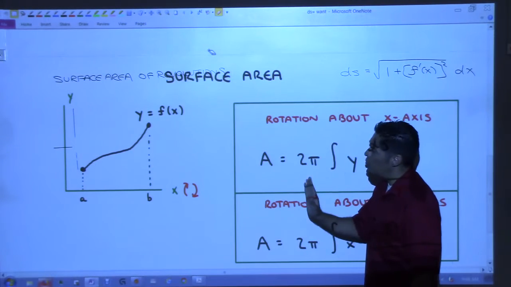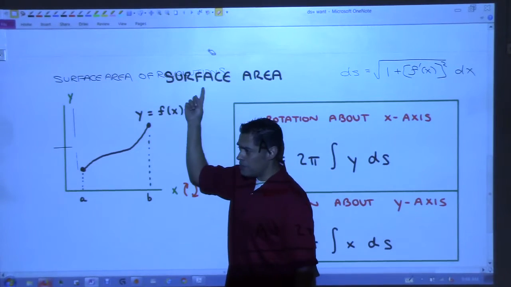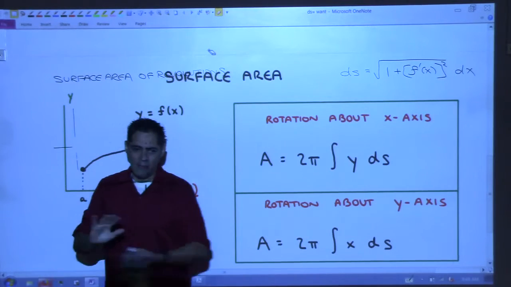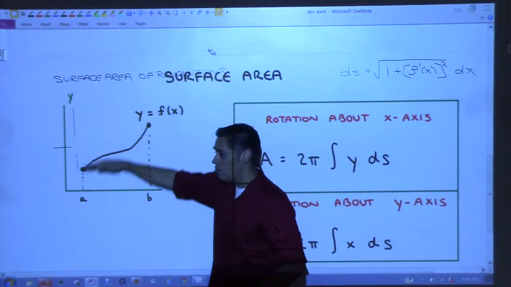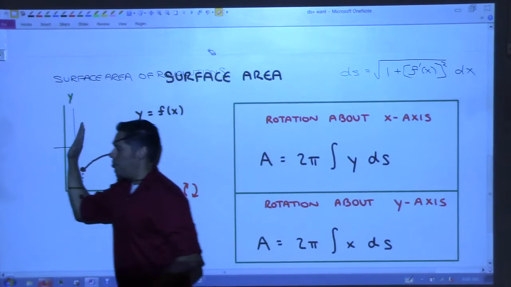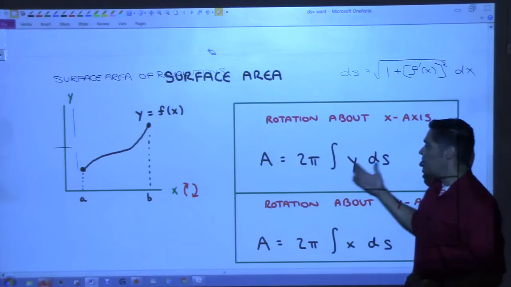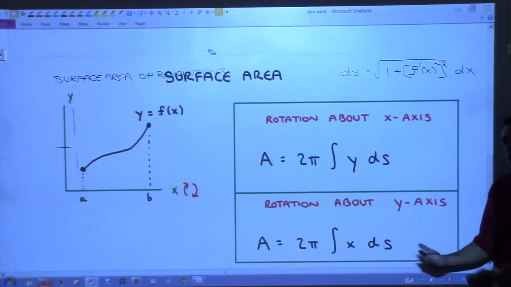Now, the reason why is because in this class, when we're doing surface areas, we're always going to go around the x-axis or the y-axis and never anything else. We're never going to move our axis of rotation down or up or over here. And that's just because we could generalize this formula even more, but the book doesn't do it. I'm not going to do it.